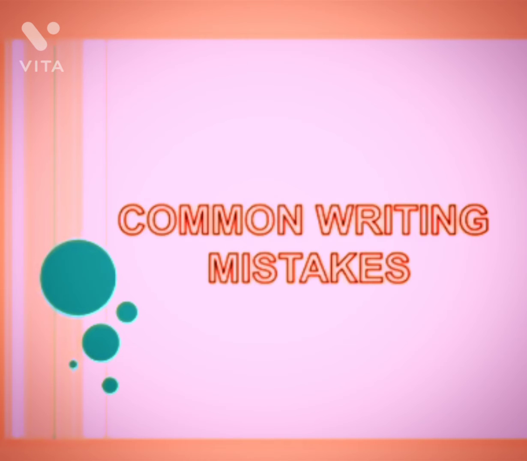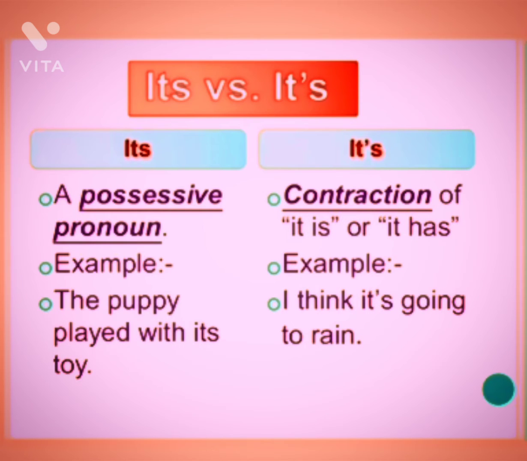But here I am today with those common writing mistakes so that you can understand which word you should use and where to use. So let's move on to the very first confusing word, that is the use of its and it's.